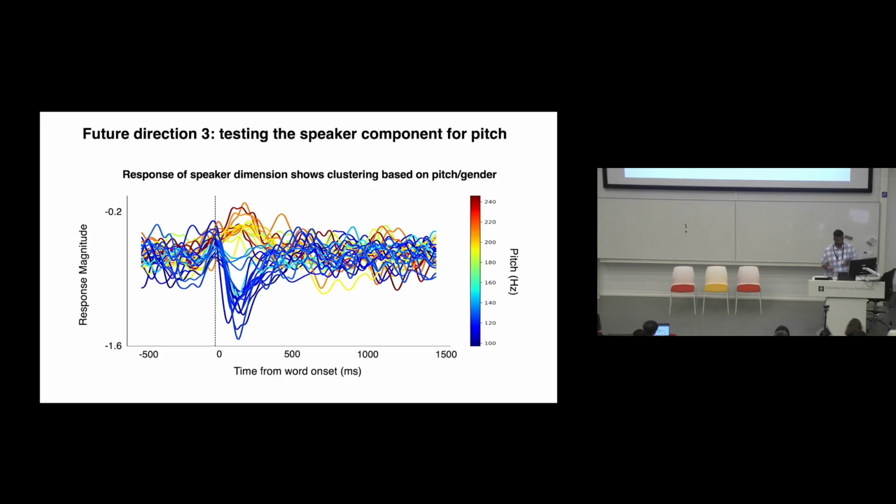And finally, another thing we do is we take the speaker dimension and see if there's any clustering present. In this plot, each line represents the average response of the component to a unique speaker in the stimulus, and it's colored by the pitch of the speaker uttering the stimulus. And if you look at the part from onset, which is at 0, to about half a second from onset, you'll notice that there is very strong clustering where the low-pitched and the high-pitched parts are clearly separated from each other.